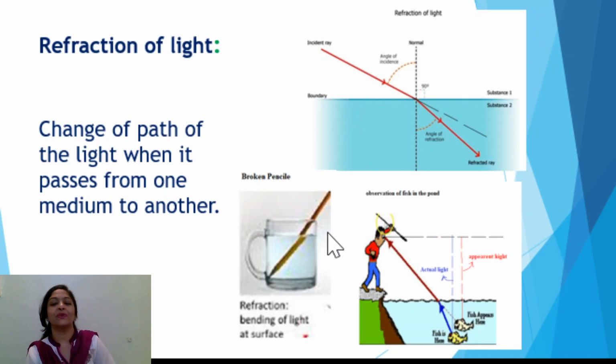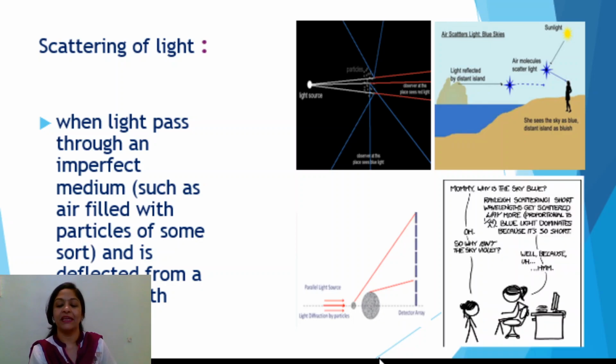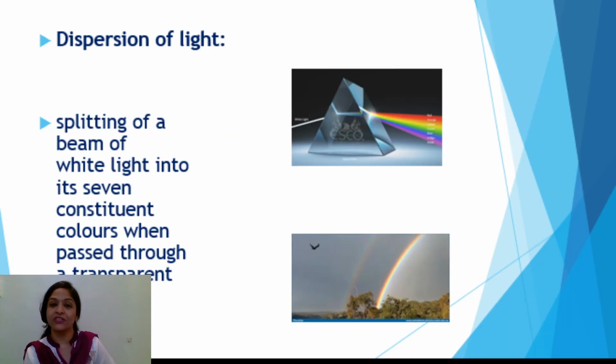So the broken pencil we can see here in the figure. This is one of the examples of refraction of light. Then the apparent depth of the pond we can see, that is also one of the examples of the refraction of light. Similarly, now we will discuss the next property, that is called the dispersion of light.